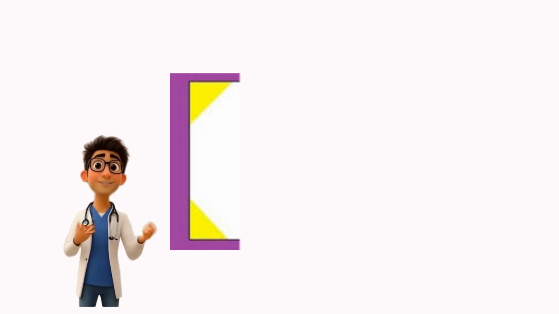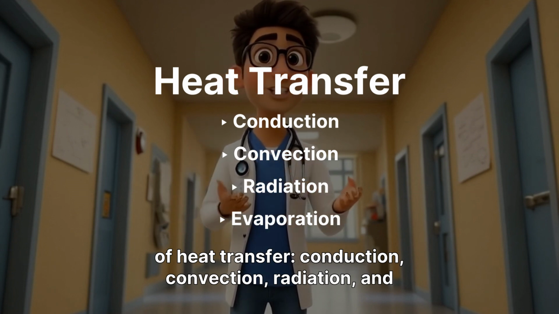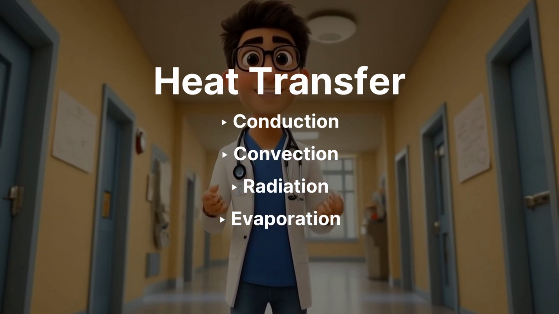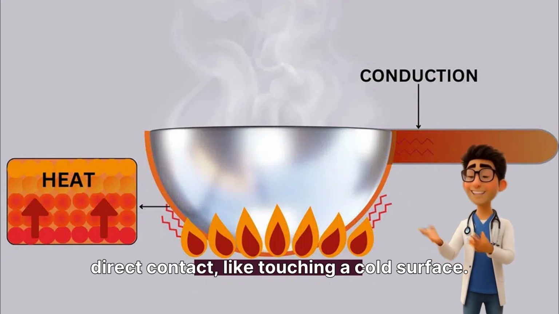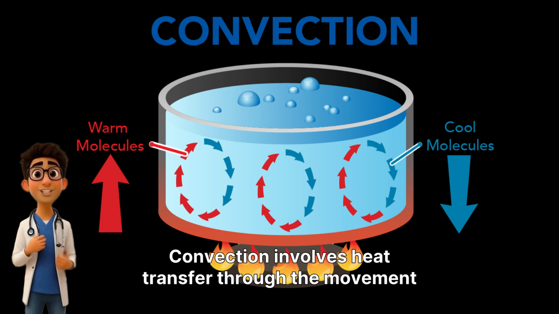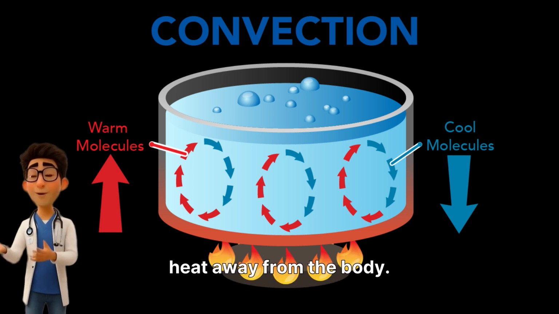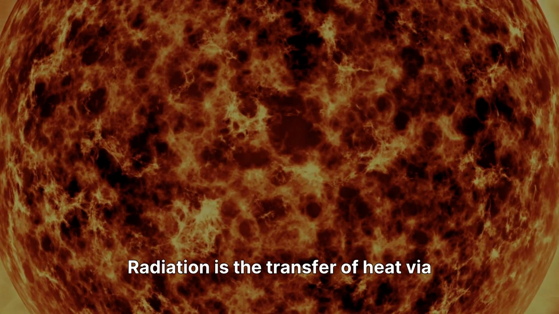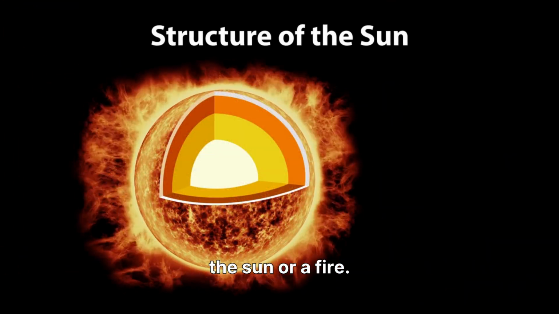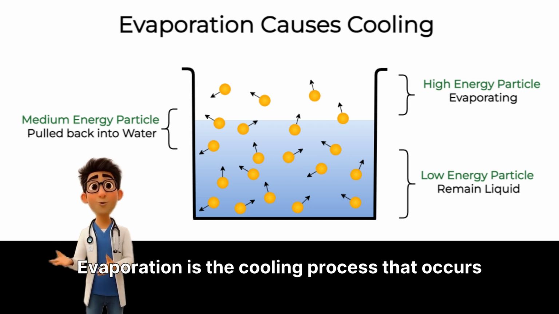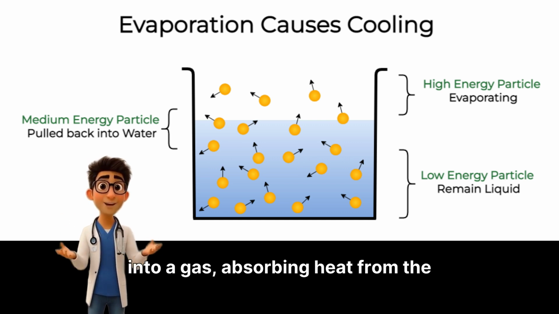Next, let's explore the 4 primary mechanisms of heat transfer: conduction, convection, radiation, and evaporation. Conduction is the transfer of heat through direct contact, like touching a cold surface. Convection involves heat transfer through the movement of fluids, such as air currents carrying heat away from the body. Radiation is the transfer of heat via electromagnetic waves, like the warmth felt from the sun or a fire. Evaporation is the cooling process that occurs when a liquid, such as sweat, changes into a gas, absorbing heat from the body.